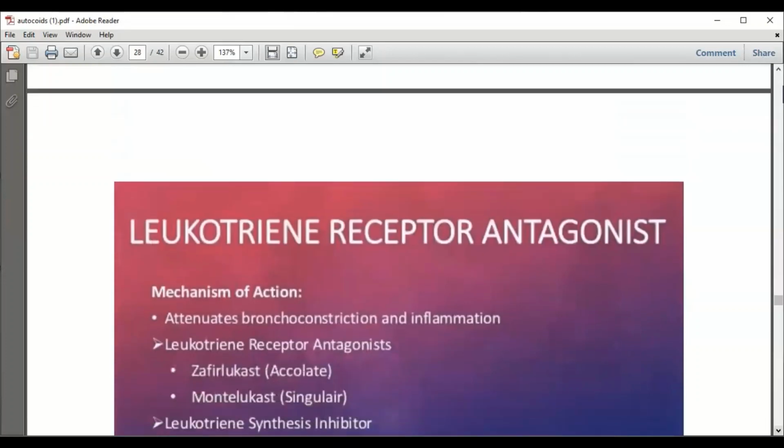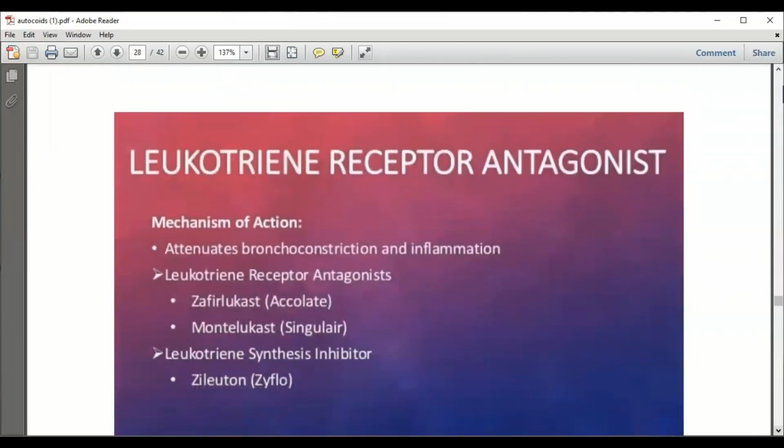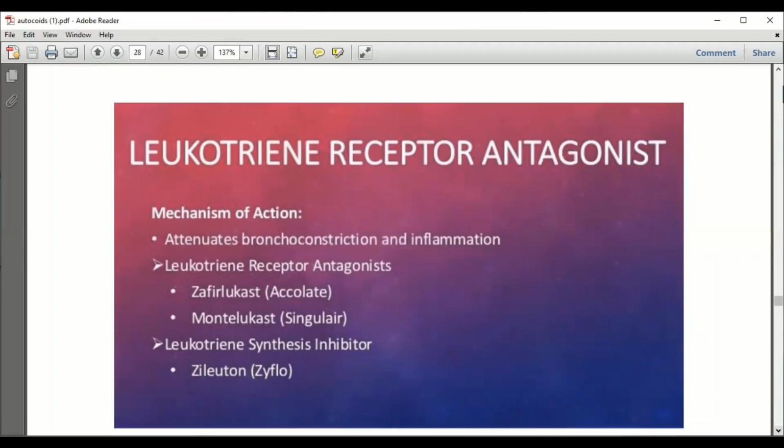So let us look at leukotriene receptor antagonists. The mechanism of action is that they attenuate the bronchoconstriction and inflammation. Leukotriene receptor antagonists include, for example, zafirlukast, which is traded as Accolate, and also montelukast, marketed as Singulair, and also leukotriene synthesis inhibitors like Zyflo or Zileuton. These are the types of drugs which work as leukotriene modifiers.